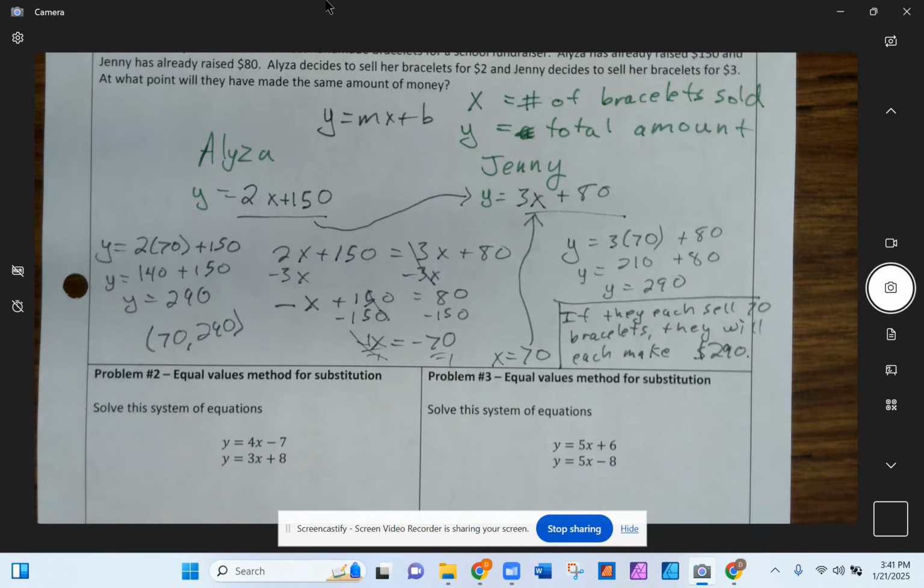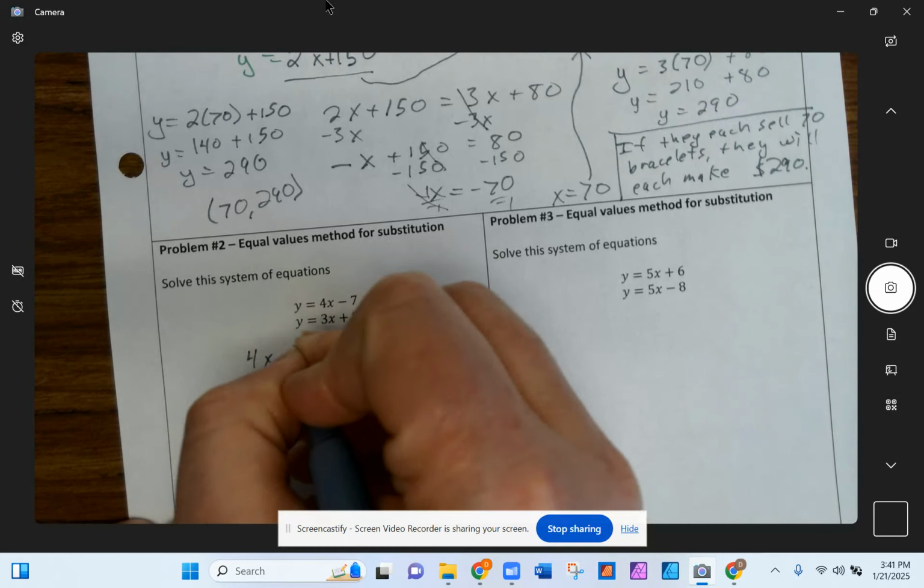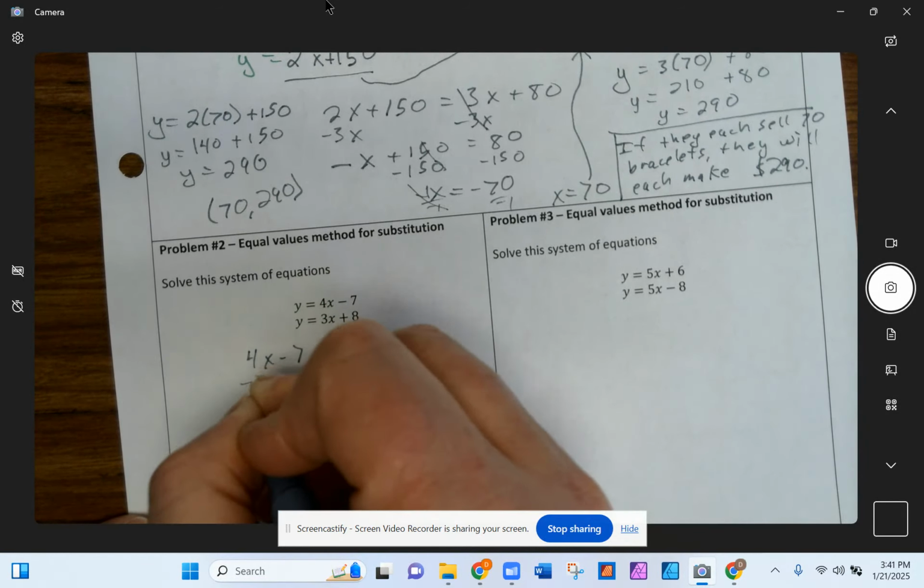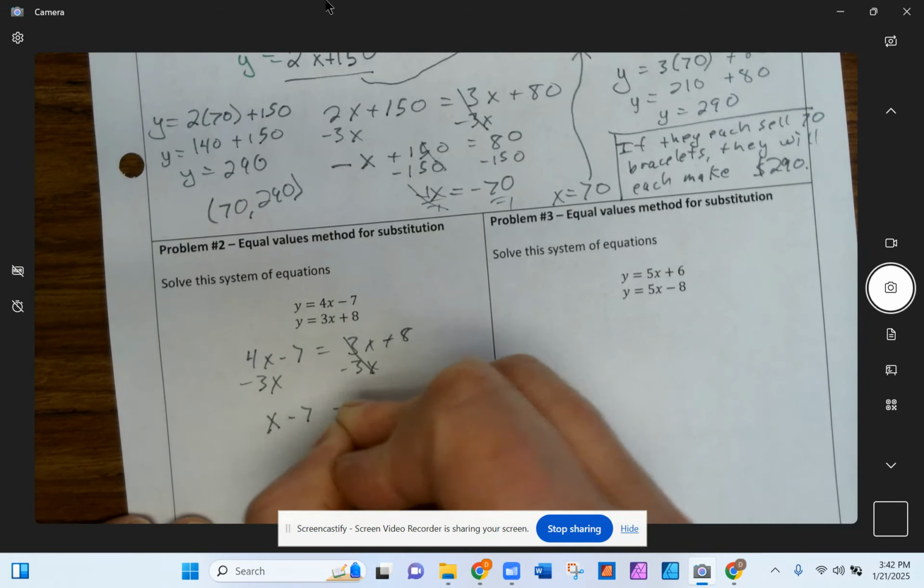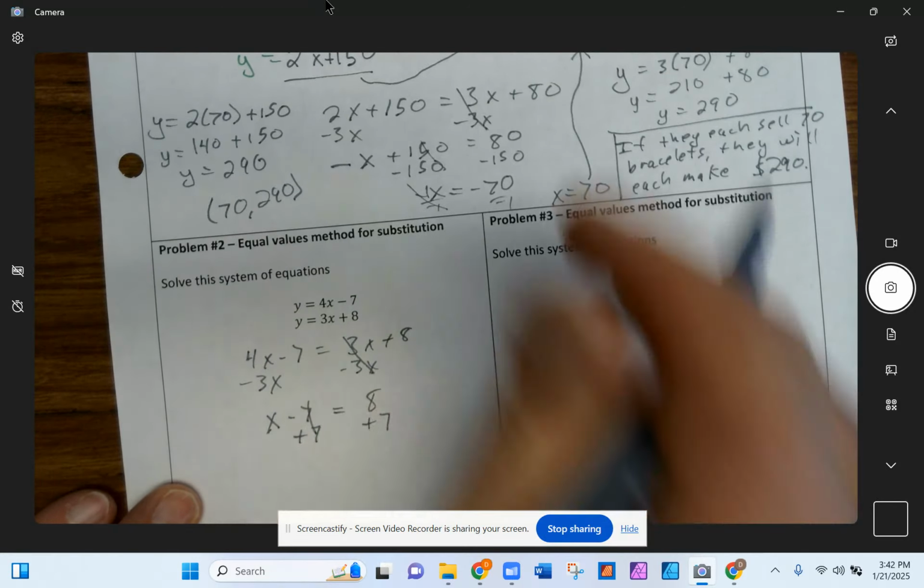Okay, cool. Same thing here, but this isn't a word problem. So I take this 4x minus 7, and I set it equal to 3x plus 8. Again, I take the x to the left side, cancel it out here. 4x minus 3x is 1x, or x. And then I take the 7, and I'm going to add it. And that's the inverse or opposite of what's currently happening.